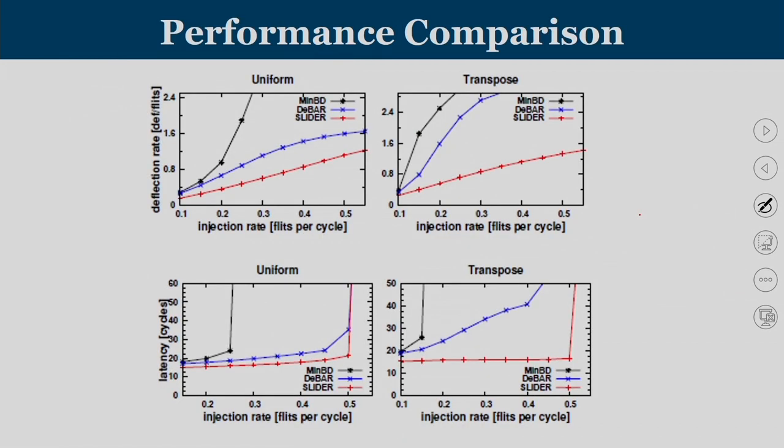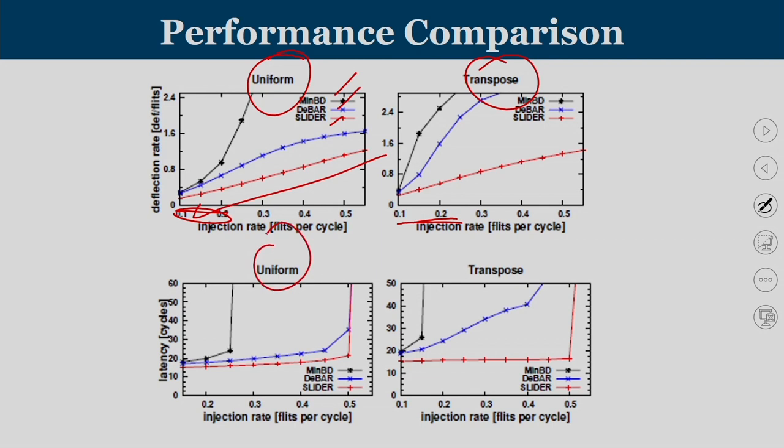Let us look at the performance characteristics. This is called deflection rate. There is a comparison between the three deflection routers we learned so far: MinBD, D-bar and slider. MinBD is shown by black color, D-bar is shown by blue color and slider is shown by the red color. You can see that the deflection rate of the slider is much lower than that of MinBD and D-bar. This is because a flit will deflect in slider only if it is in the non-restricted injection. So, at very low packet injection rate, D-bar has very little deflection rate. This is for transpose traffic and the previous one is for uniform traffic. Once the deflection is low, surely it is going to reflect in the latency also.